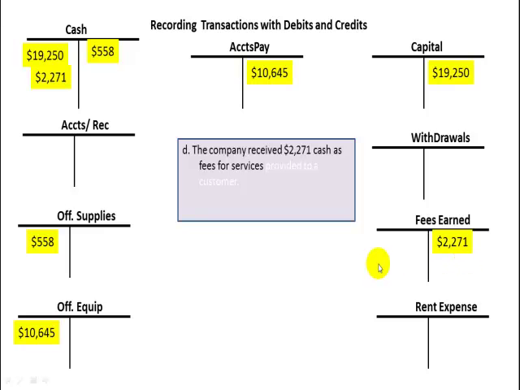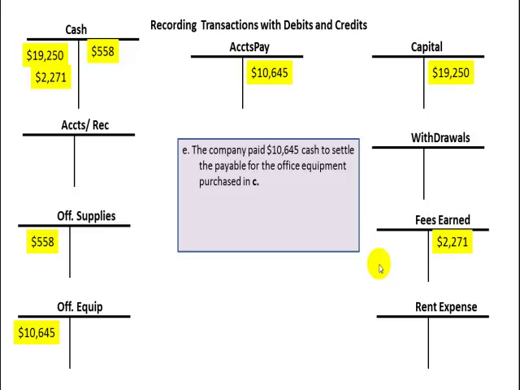And here's the same entry in a journal form. So we'll debit cash for $2,271, and we'll credit fees earned for $2,271. Let's go on to E.